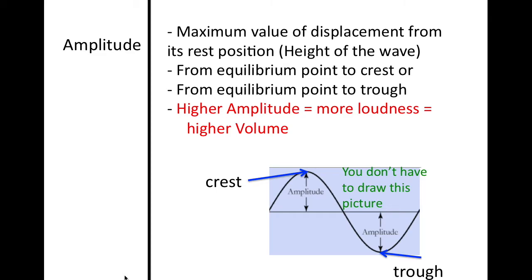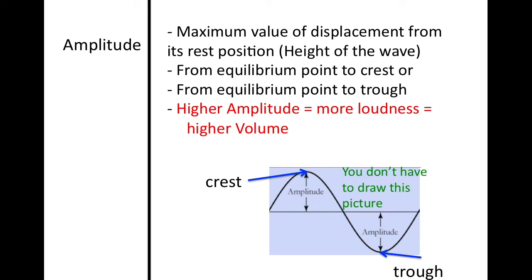The definition of the amplitude is that it is the maximum value of displacement from its rest position. It is the height of the wave. And remember, that is from the fixed position, the fixed point, also known as the equilibrium point, to the crest or to the trough of the wave.